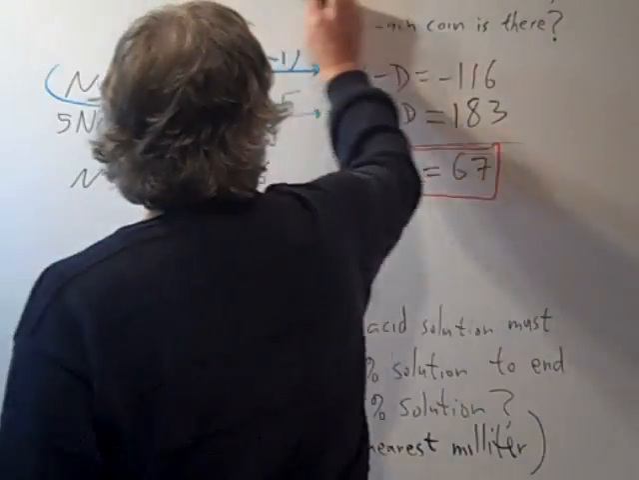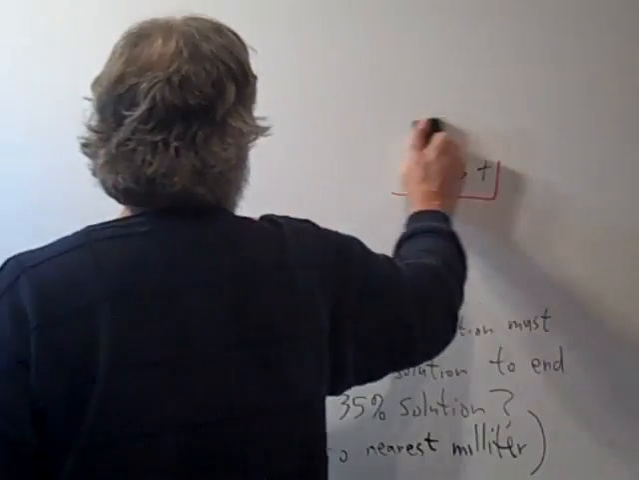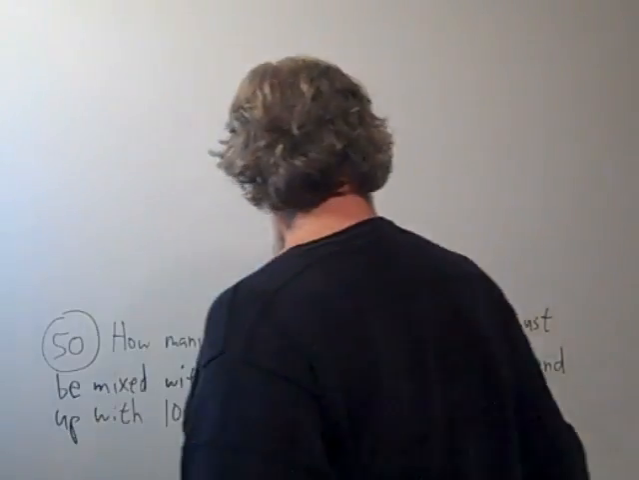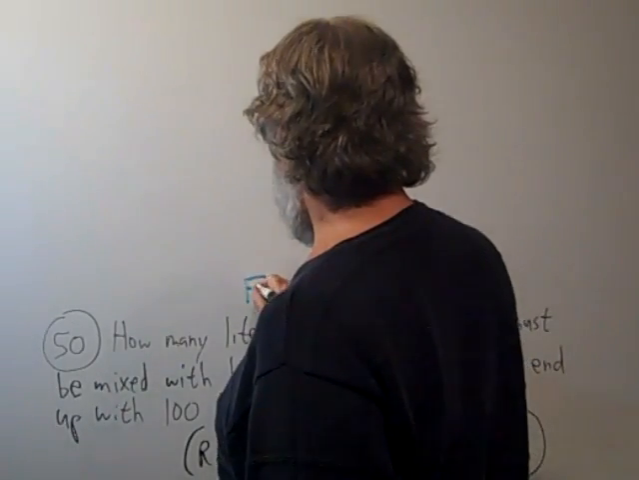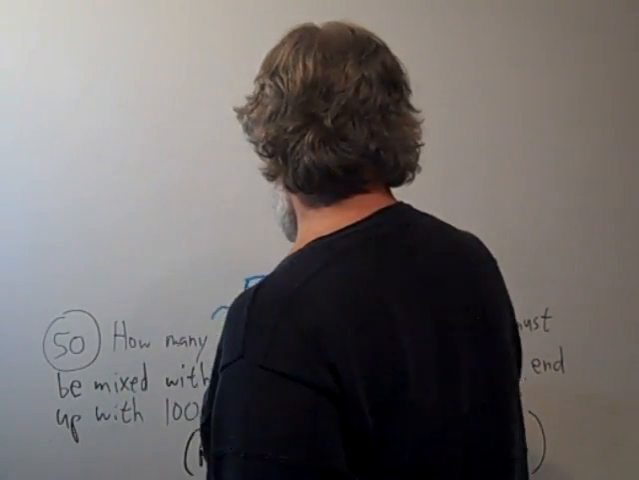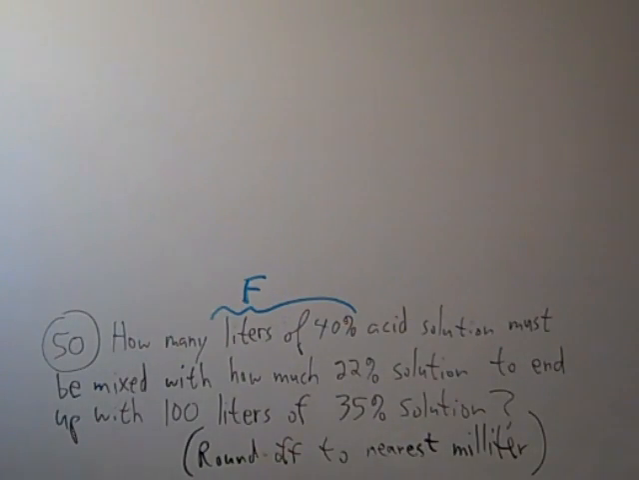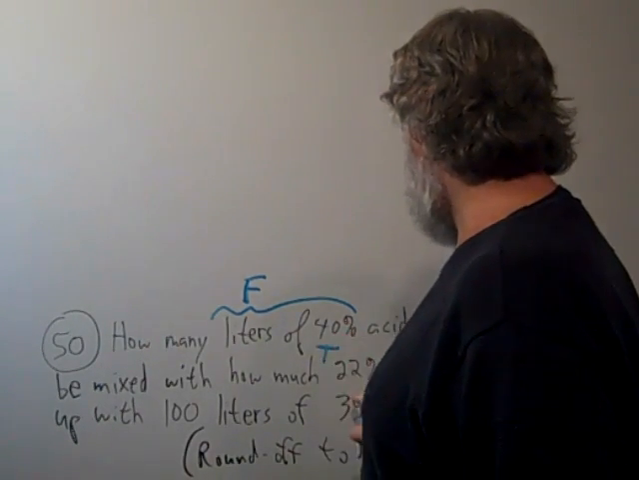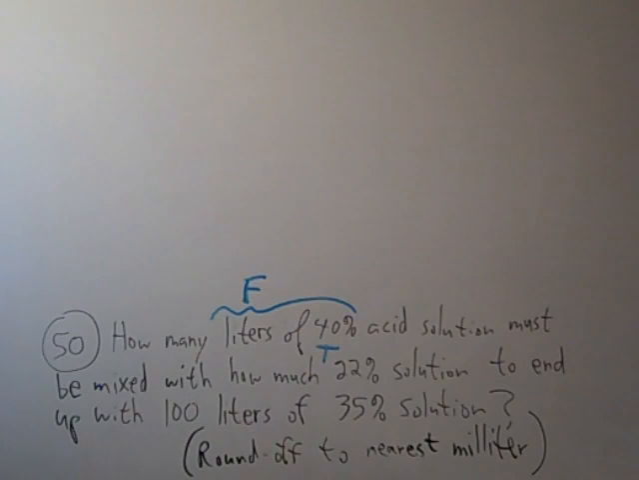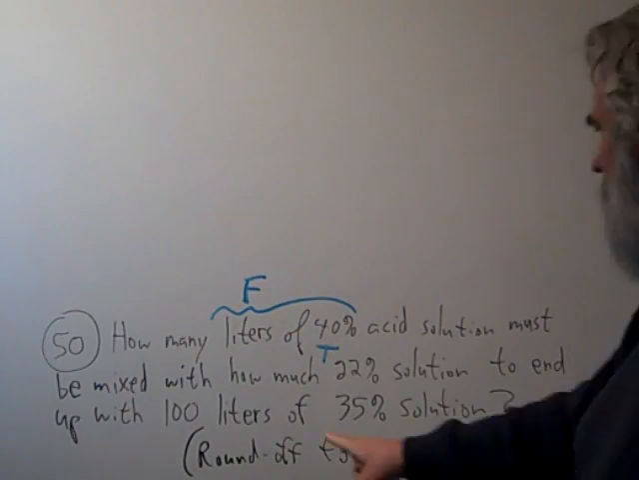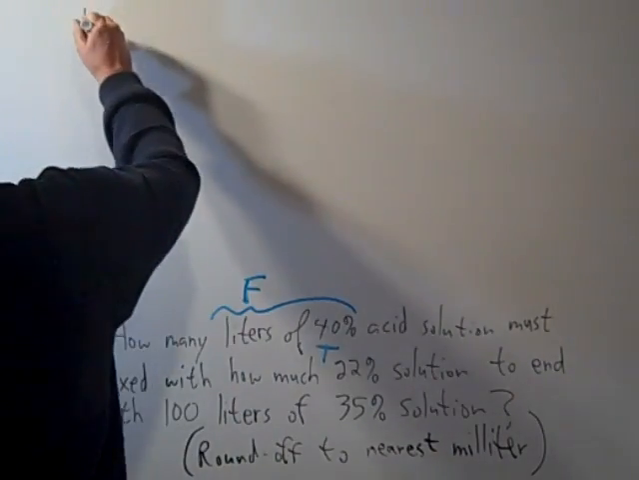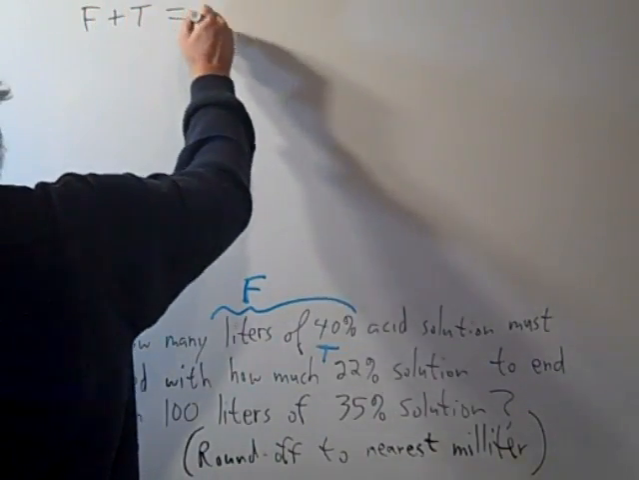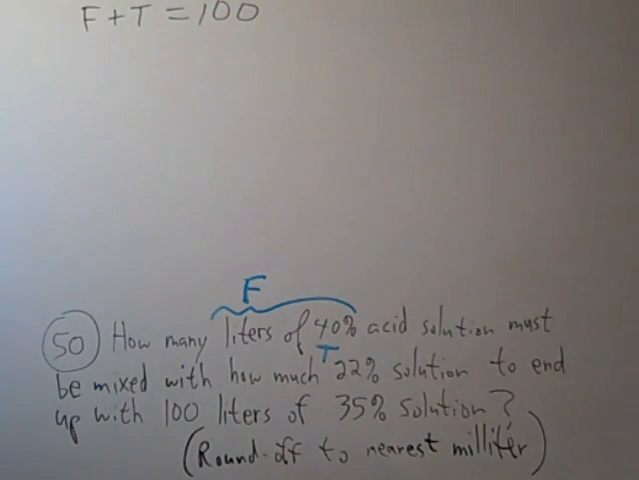So let's get some space here for this. So starting off, let's let F be the number of liters of 40% acid solution, and let's let T be the number of liters of the 22% solution. Then we're going to end up with 100 liters, so F plus T equals 100. Because the number of liters you mix will be how many liters you end up with.